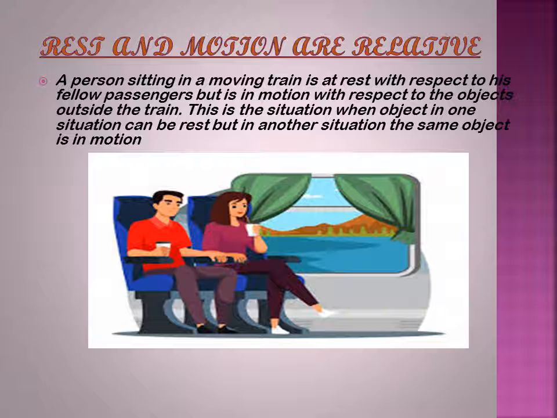So this is the situation where an object in one situation can be at rest, but in another situation the same object is in motion. The person sitting in the train or car is at rest because they are not moving, but the same object when viewed from outside is in motion. So they are relative.